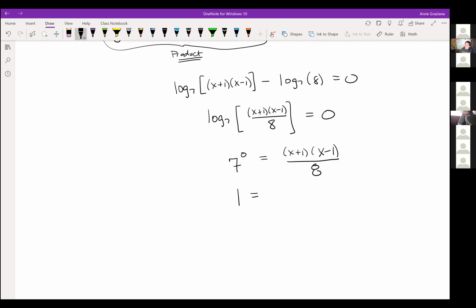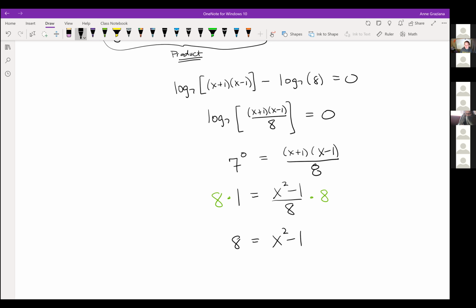X plus 1 times x minus 1. That's just the difference of squares. If you multiply it out, you get x squared minus 1 over 8. Now multiply both sides by 8. And you get 8 is equal to x squared minus 1.